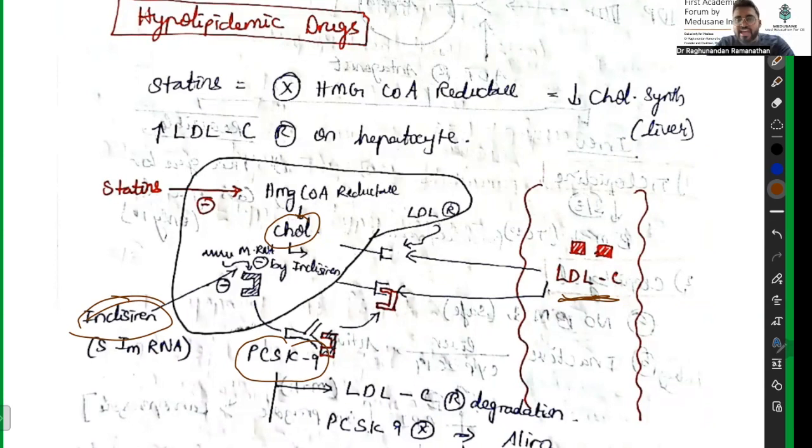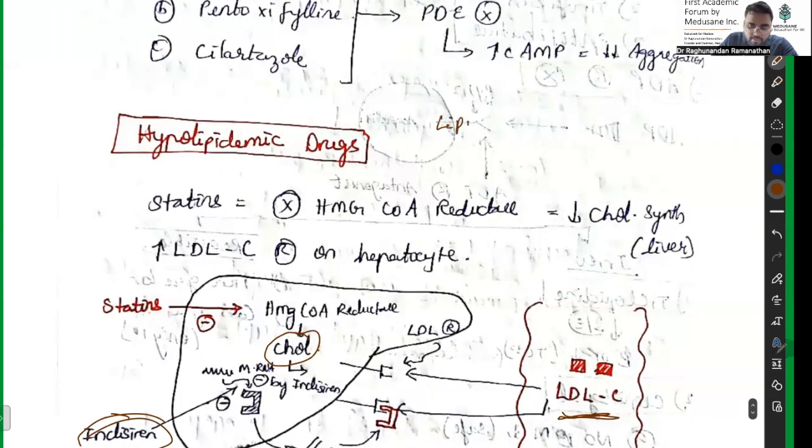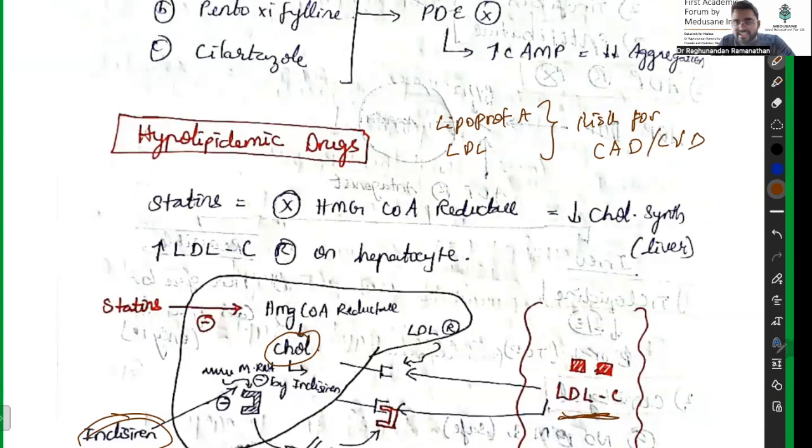When I say hypolipidemic drugs, you know that lipids are a very important cause of atherosclerosis and all your cardiovascular diseases. Your lipids, especially lipoprotein A and your LDL, pose a great threat and are a risk factor for the development of coronary artery disease as well as cardiovascular disorders. That is the reason why this chapter is very important.